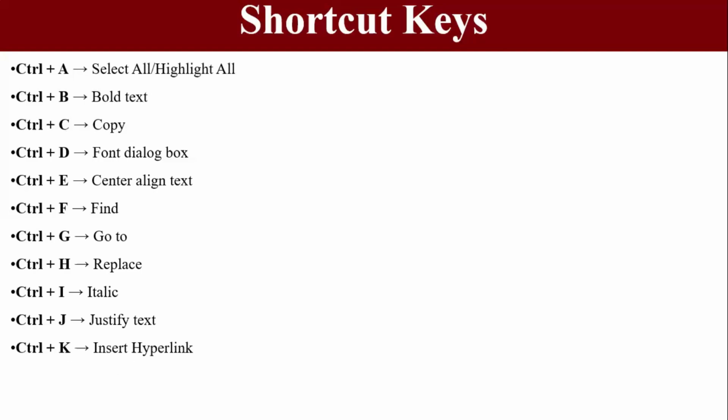Then we also have Control K, which is insert hyperlink. The way Control D often opens a dialog box, it's the same thing with this Control K. It will also open a dialog box. From that dialog box, you see a lot of links there. You can put a link that, if you click on it, will navigate you to a specific place within your document. And also you can put an outside link.